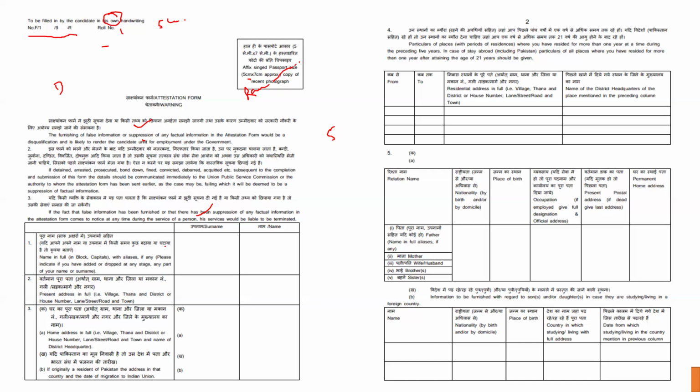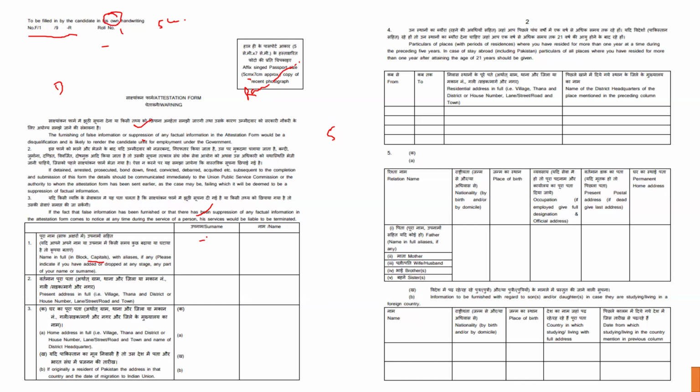So here, in the first box you have to write the name in full, in block capitals, with ellipsis if any. Please indicate if you have added or dropped any name at any stage. If you have changed your name or something, you must write it.